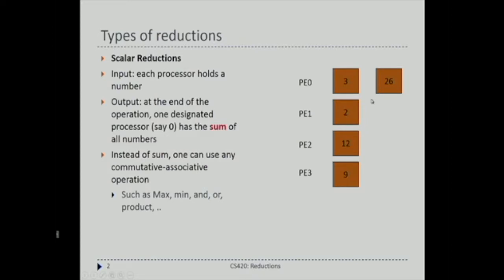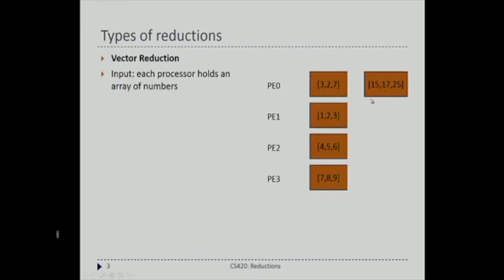Of course, instead of sum, it can be other commutative associative operations, or even just associative operations in some cases. The other type of reduction is a vector reduction, where everyone contributes a vector. Instead of contributing a single number, they contribute an array of numbers. So 0 contributed 3 to 7, 1 contributed 1 to 7. I'm just picking integers, but it could be floating point or double precision numbers. A vector reduction means the sum of the corresponding elements of the vector.